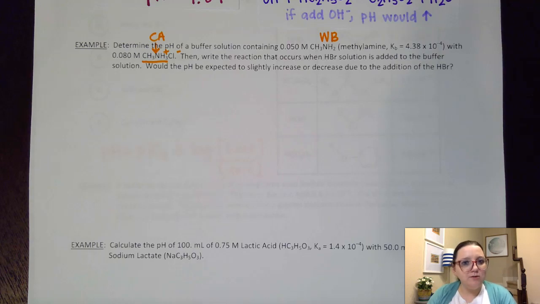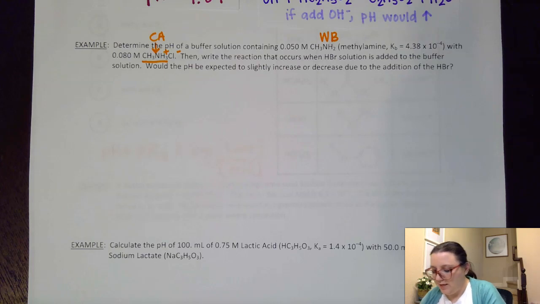Well, remember how we do that. We have an equation that we can use, right? Kw equals Ka times Kb. So here are the formulas I would use.